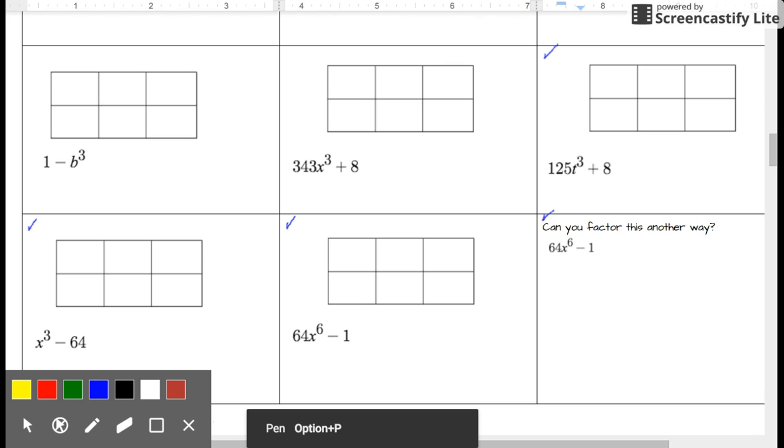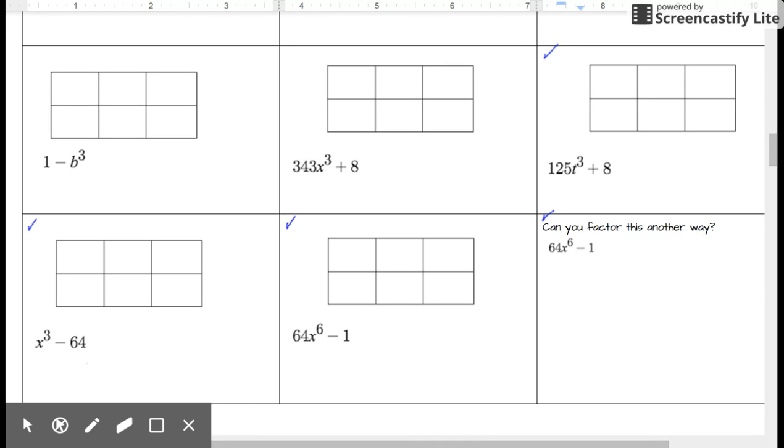It is a sum of two cubes because 125t cubed is a perfect cube and 8 is a perfect cube. To factor a sum of two cubes, we need to find the length and the width of this rectangle, that when we multiply them, the result is 125t cubed plus 8. So it's like we're reversing the process of multiplying. We have the product, now we're looking for the length and the width that represents the product.